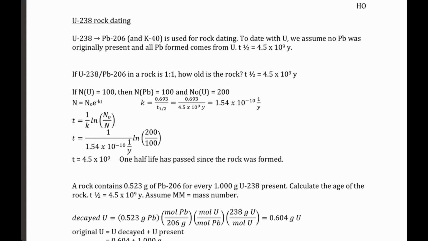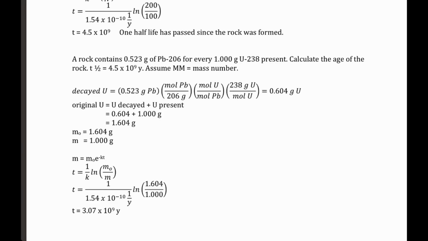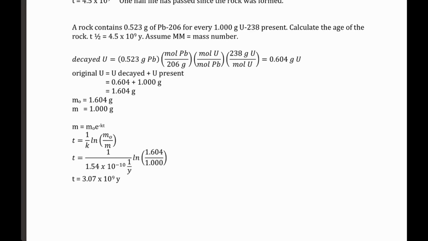Alrighty, so in this problem, we were given the ratio of the number of nuclei present, the value 1-to-1. So we would say that the number of nuclei of lead to number of nuclei of uranium is 1-to-1. In this next problem, we are told that a rock contains 0.523 grams of lead-206 for every 1.000 gram of uranium-238.